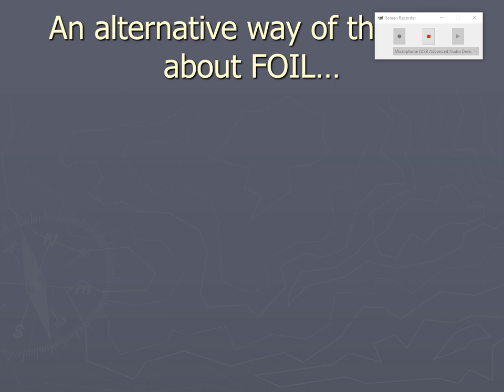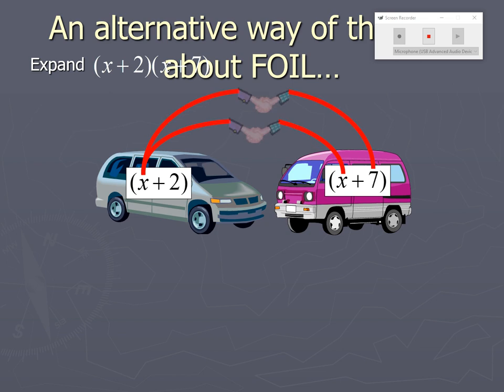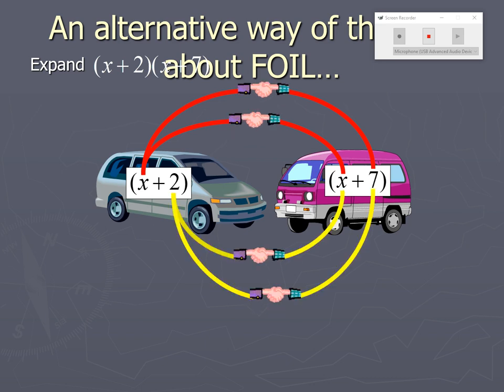Alternative way of thinking about FOIL. Okay, think about this silly example. Ready? Imagine in one van is X and 2. And in the other van is X and 7. And everybody in this van is going to high five with everybody in that van. That's a perfect analogy. Because the X handshakes with this X, the X handshakes with this 7. And this 2 handshakes with the X and the 7. It's a perfect way to think about it. You don't have to think about it that way, but it's a nice way to think about why there's so many arrows going on here.